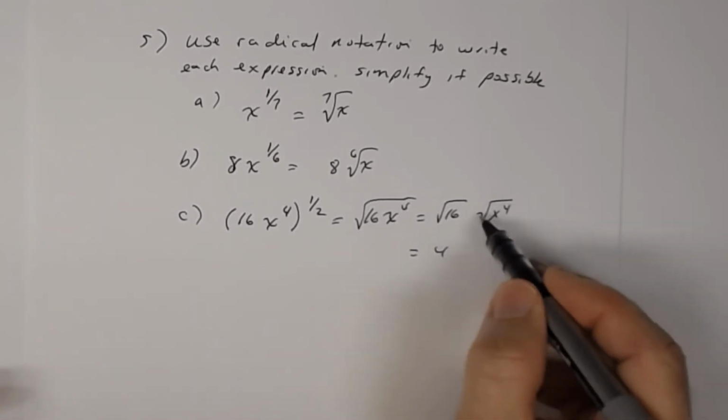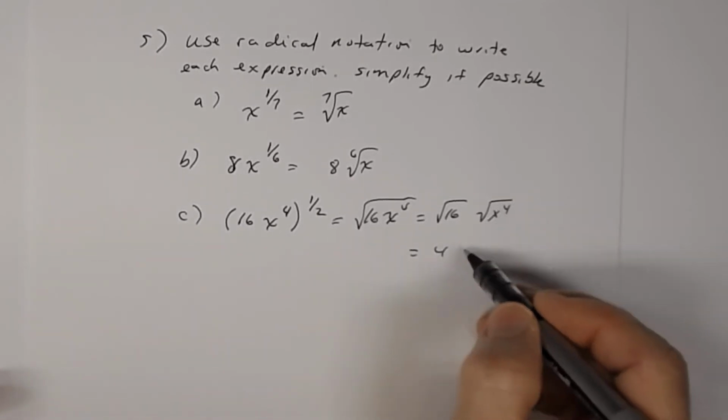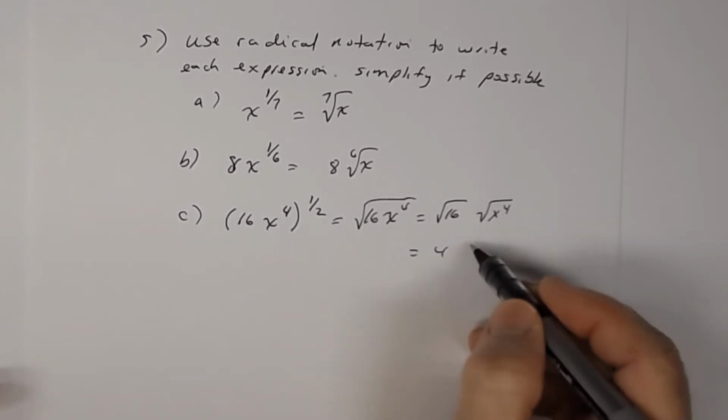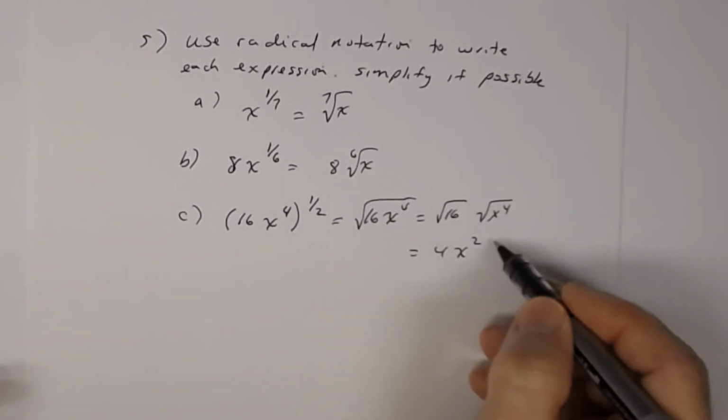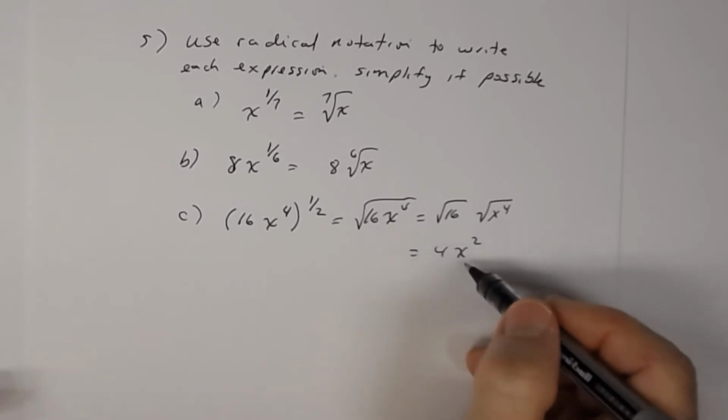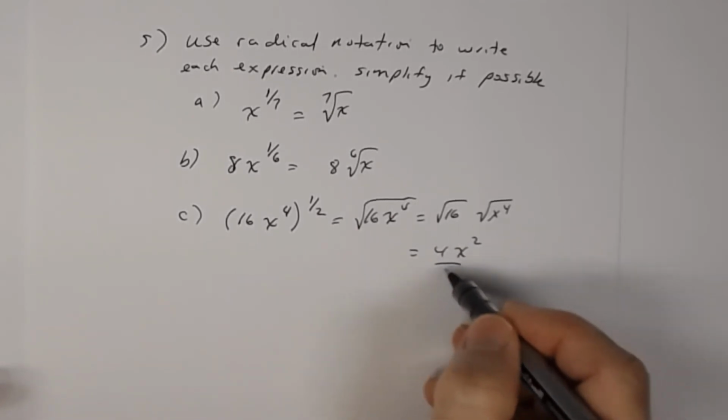So remember what that means. That means what times itself twice is x to the 4th. So 4 divided by 2 is 2. So you get x squared. So that part you did in a previous lesson. So if you need to go back and review that, please go back and review that. So that's the answer for that one.